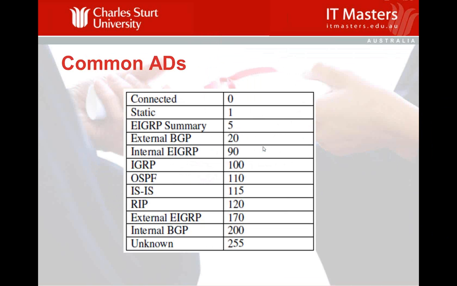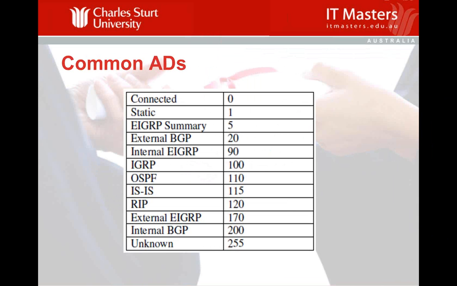Okay, so common ADs, administrative distance, this is what I'm talking about. So you can see connected routes. So what is a connected route? Well, a connected route is a route that's straight on the interface of the device in question. So for instance, if we have a router with an interface that's in the 192.168.1 network, then that 192.168.1 network will show up as a connected route, okay? And again, we'll have a look at that more in detail as we get into our lab.